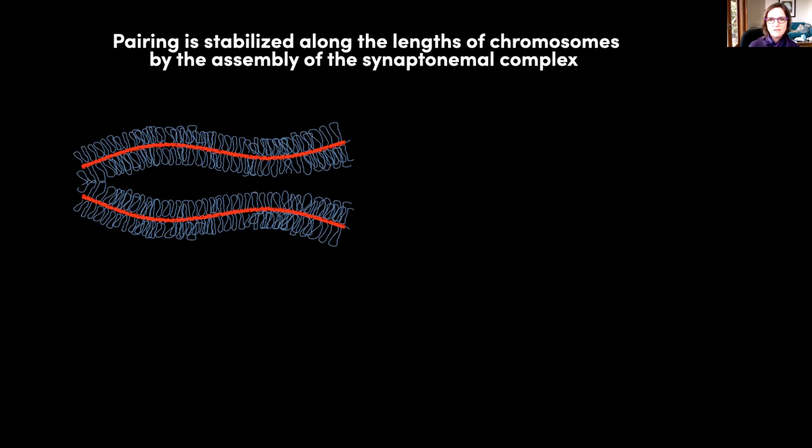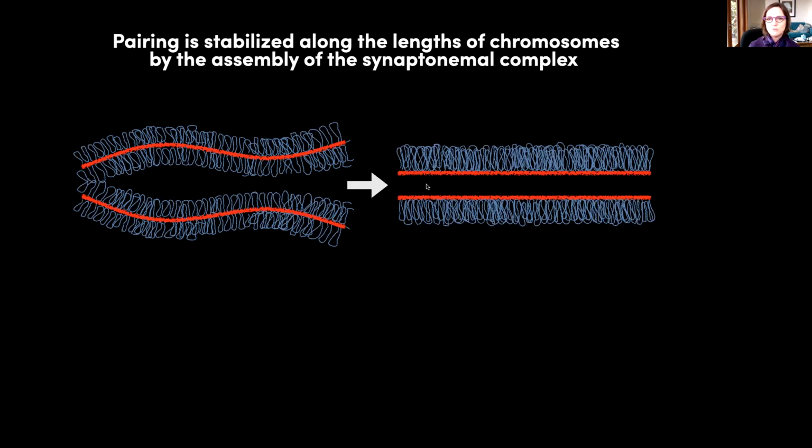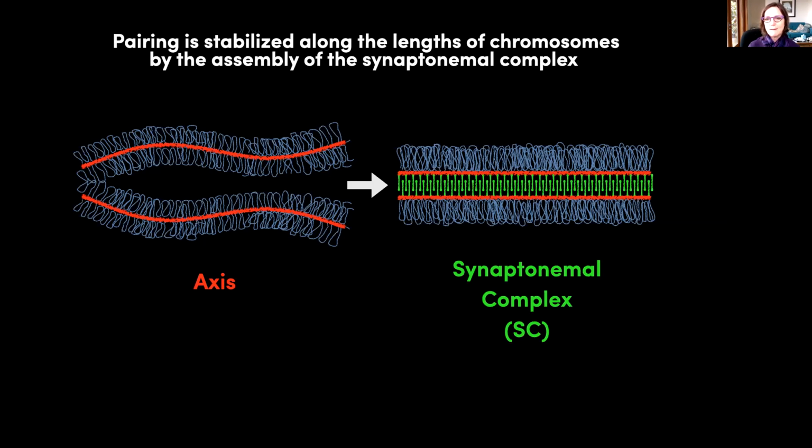I'll talk about how telomeres often play a role in this, and they initiate meiotic recombination, and that leads to what's called synapsis, which is the assembly of this material called the synaptonemal complex between the chromosomes. Some people consider the axis to be part of the synaptonemal complex. I describe them as separate entities, just so that you're aware of the terminology.